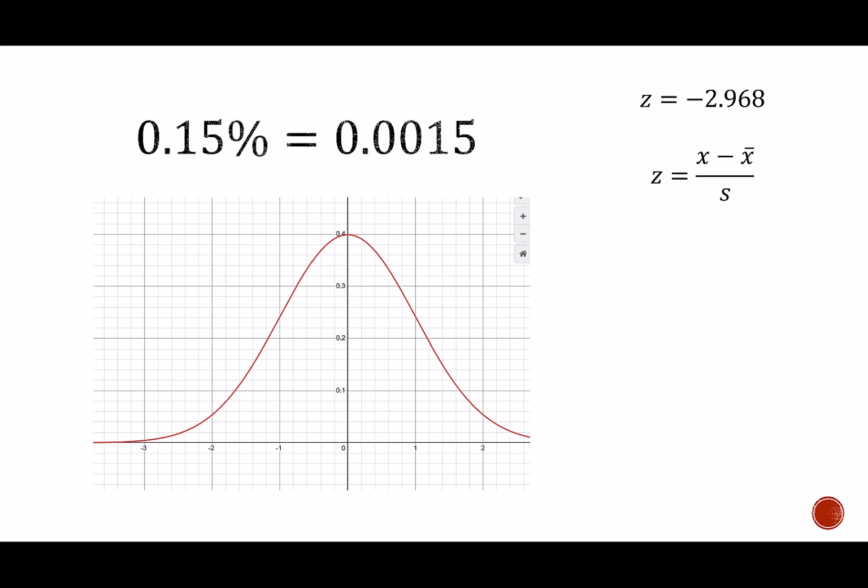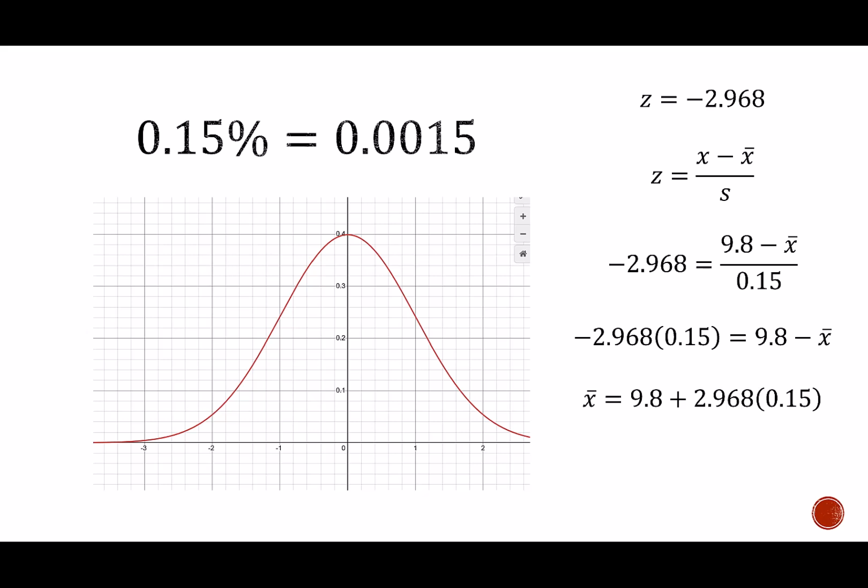Now that we have our z-score, let's look back at the equation for z. It's x minus x bar over s. We know that z is negative 2.968, x is 9.8, our standard deviation is 0.15, and we're looking for x bar. We just need to rearrange this equation and solve for x bar. We'll start by multiplying negative 2.968 by 0.15, then we'll isolate the x bar. This gives us an x bar equal to 10.2452, which I'm just going to call 10.245.